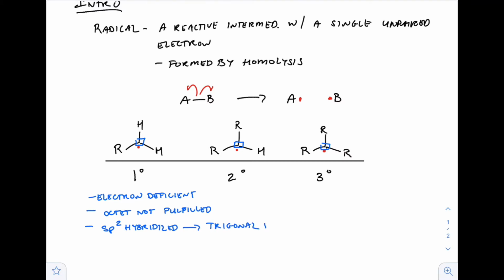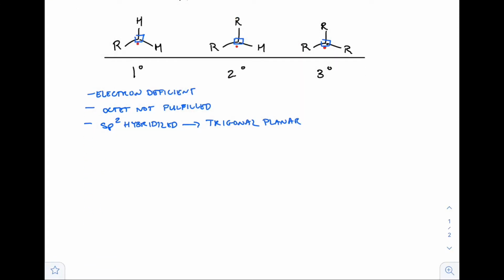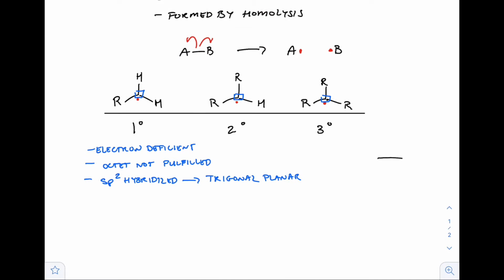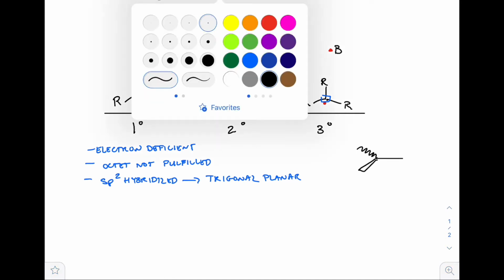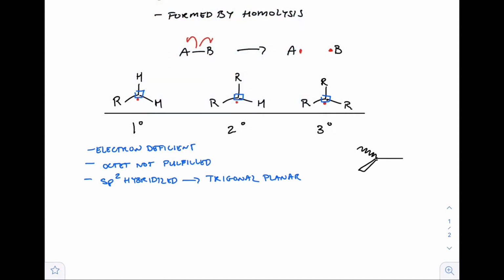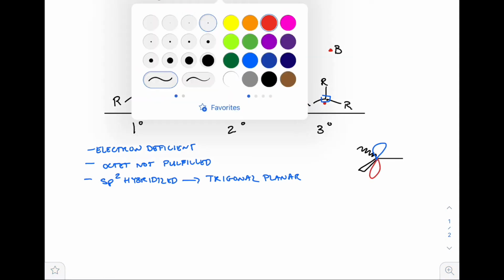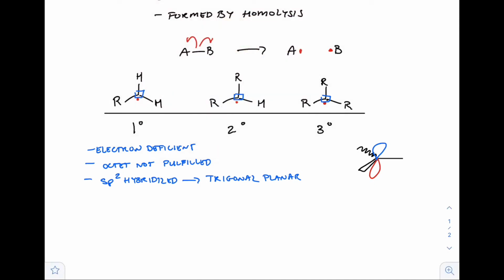And what does that mean about the geometry? That means that it's trigonal planar, right? And if it's trigonal planar, the bond angles between all of those is 120 degrees. Let me draw this out for you. We've got a wedge and a dash for our substituents, and then we have a p orbital that's pointed up and down, right? Typically you'll see the orbitals in different phases, colored red and blue in this case. Those are the same orbital, and that single electron resides in that p orbital, okay?